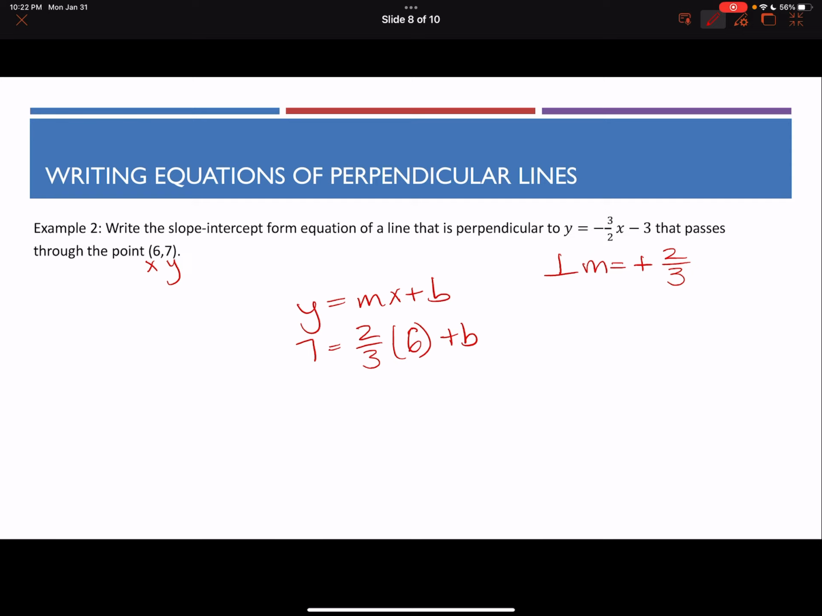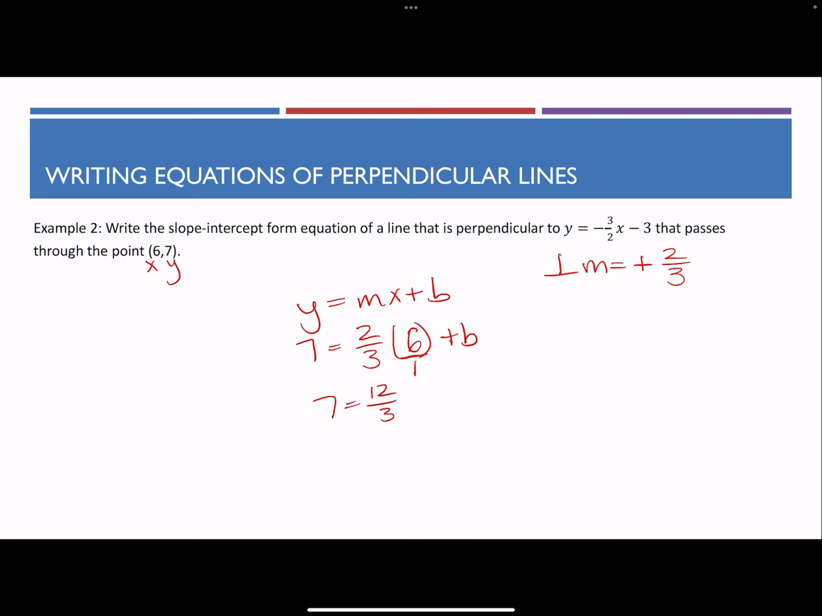I'm just going to take a couple minutes and solve for b. Use your calculator if you need to, but this is like 6/1 when we multiply 2/3 times 6. Remember, when we multiply a fraction and a whole number, we multiply the numerators and the denominators. So this will be 7 is equal to 6 times 2 is 12 over 3 times 1 is 3. Reduce that. That's 4, right? And then solve for b. So we're going to subtract 4. b is equal to 3. So my equation is y is equal to 2/3 x plus 3.